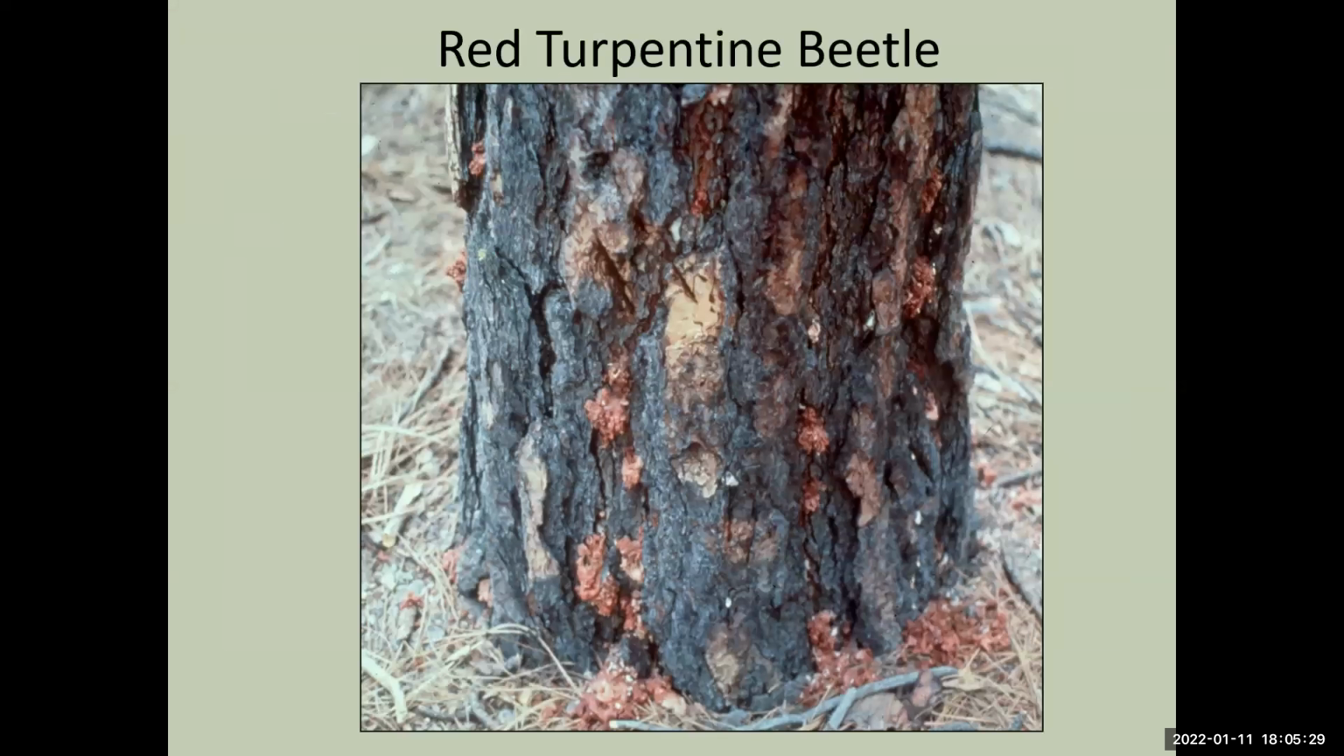Red turpentine beetle. This is a bark beetle that attacks all pines. It's very attracted to fire injuries, and it proved to be a very useful variable in predicting tree mortality. The presence of these attacks alone does not mean a tree is going to die, but it does mean it has a slightly higher probability of mortality than a tree that's not attacked. We simply looked at presence or absence. So if there was one pitch tube or dozens, it didn't matter. It was merely presence or absence that was meaningful.